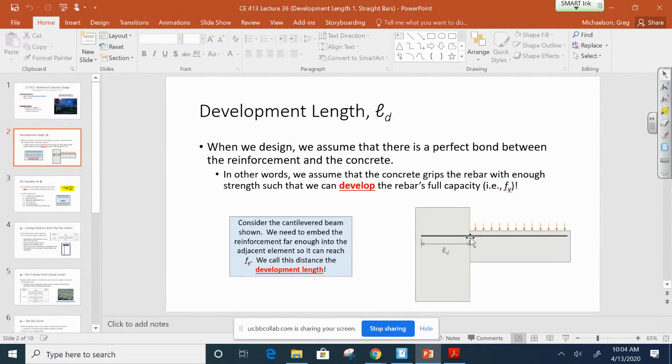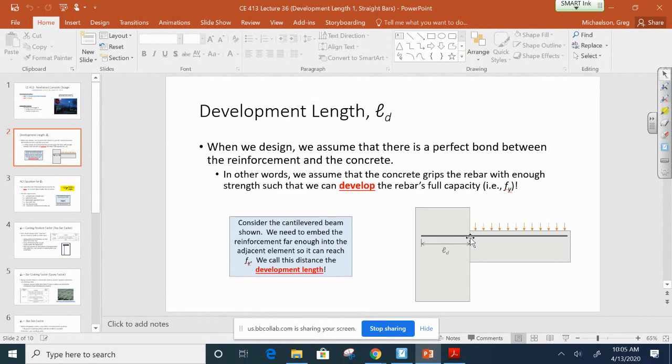I mean, think about that. We're saying that the steel can reach 60,000 psi. That takes some oomph. The way that I describe it when I'm first talking about development length is as if I'm talking about a tug of war. If I've got myself on one end and you're on the other end and we're playing tug of war, you have to have a certain amount of rope to be able to grip and play the game.